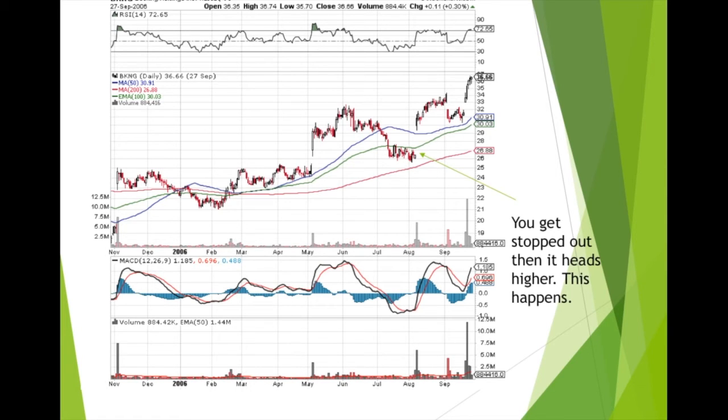You say it's part of trading. You stick to the plan. You stick to the system. You don't take it personally. You don't completely change the system. You say that's just part of trading.